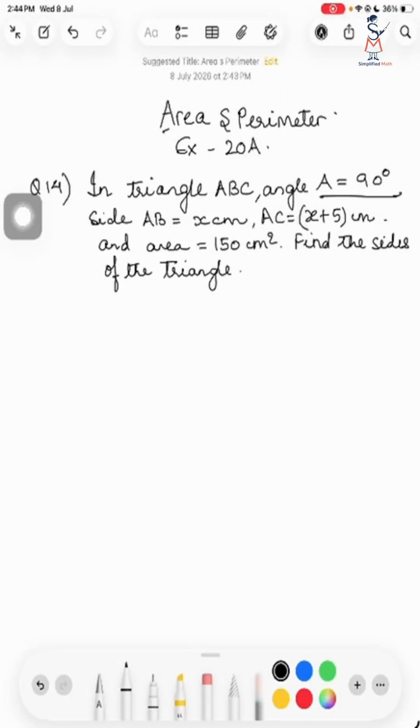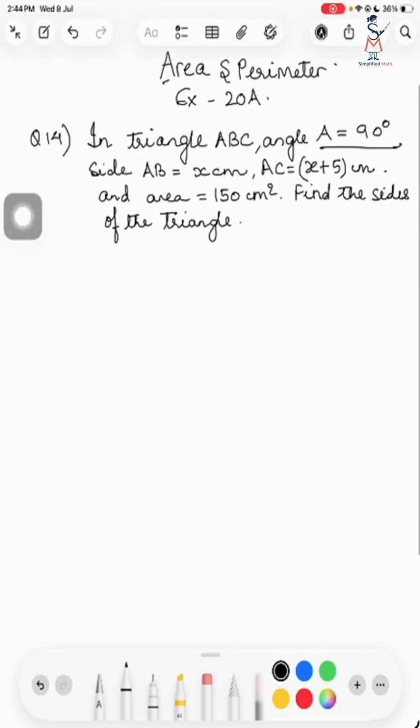Hi, we are doing area and perimeter exercise 20A, question number 14, class 9. In triangle ABC, angle A is 90 degrees, side AB is x centimeter, AC is x plus 5 centimeter, and area is 150 centimeter squared. We need to find the sides of the triangle.